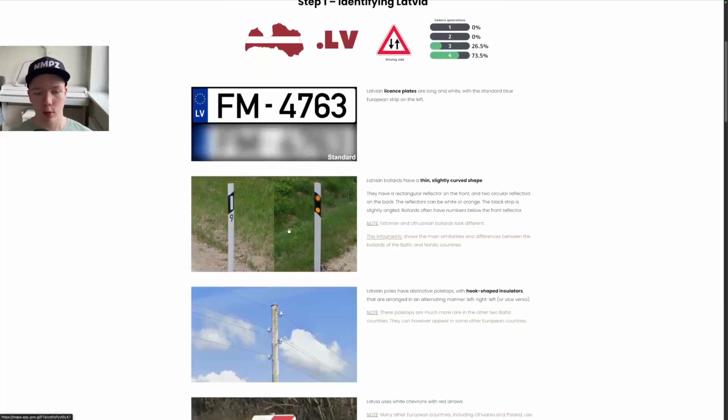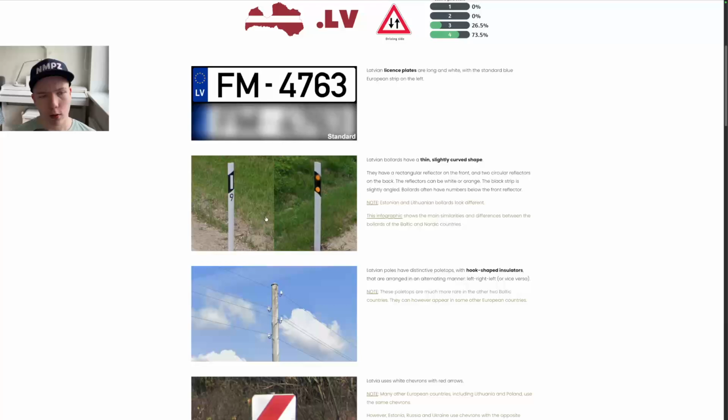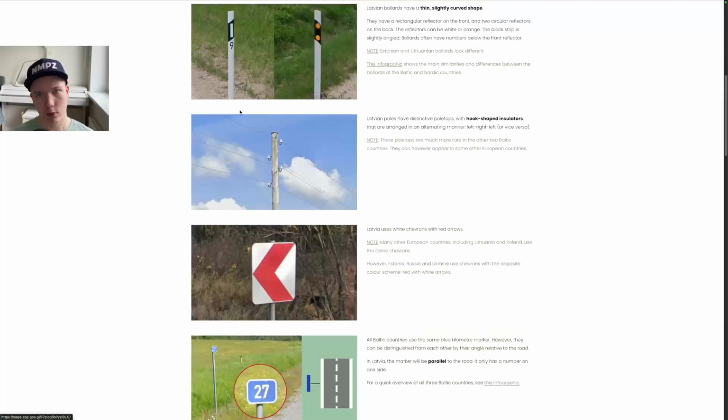Don't really see that on maps, I would say. Latvian bollards, again, pretty much the same thing as the Estonian bollard, but it's just this thin. So it's kind of slightly curved out. It's not a round shape, you know what I mean. It's hook-shaped insulators on poles.